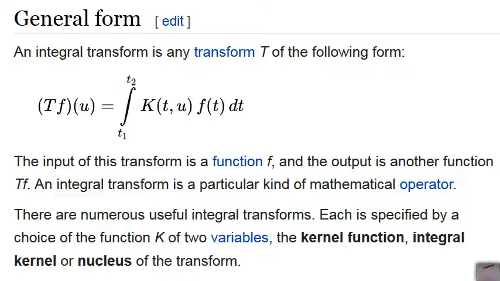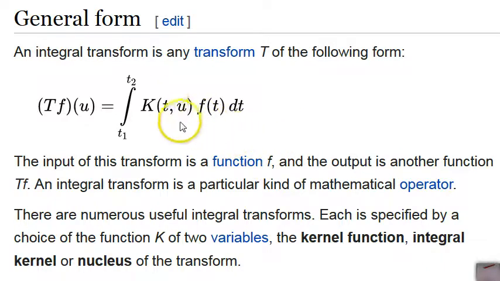The topic for today is Laplace transformations. Now, the Laplace transformation is a specific instance of a broader notion called integral transformations. And I have Wikipedia up and running here, and they give us a brief description of what an integral transformation is. You're going to start with a function f of t.